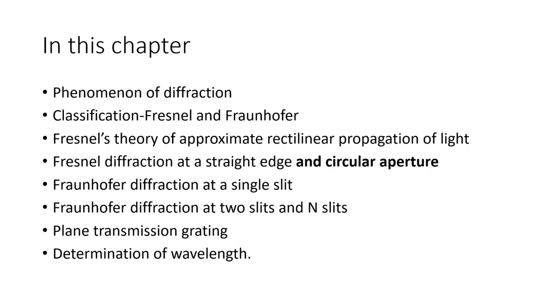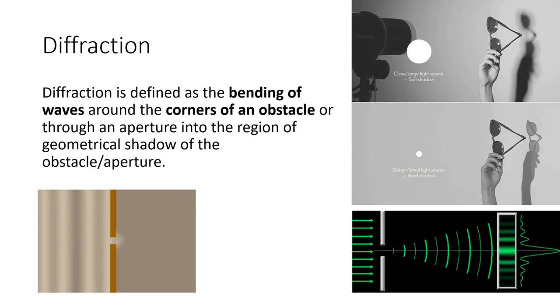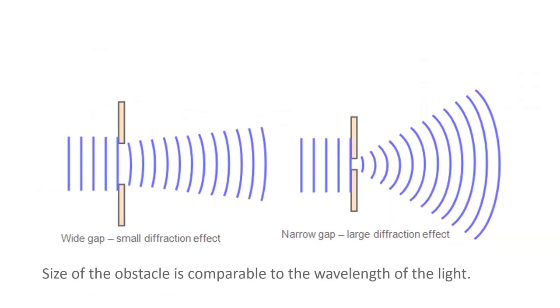You have seen how plane transmission through grating occurs and also how to determine the wavelength of the light using grating. So diffraction is a phenomenon which is defined as bending of light around the corners of an object so that we can see some kind of a pattern of interleaved dark and white bands towards the geometrical shadow of that aperture or the obstacle.